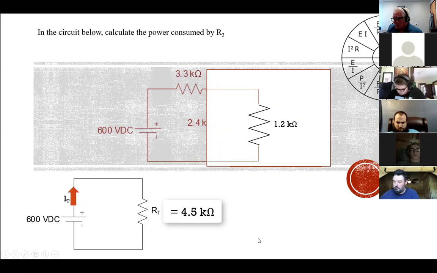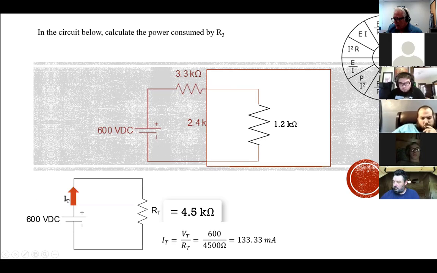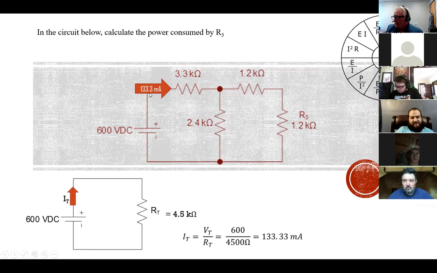And now that I'm at this point, I'll use Ohm's law to find the current IT. IT is VT divided by RT. And I get 133.33 milliamps. If I have 133.3 going that way, what happens when it gets to this point? First of all, let me ask you this. If I have 133.3 milliamps going through a 3.3K resistor, how much of it comes out the other side?